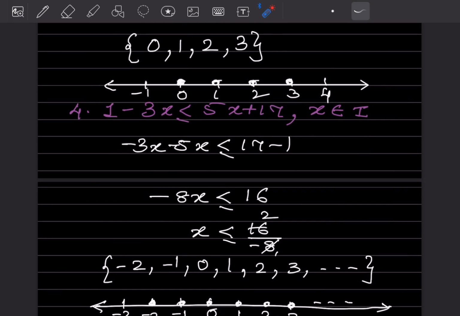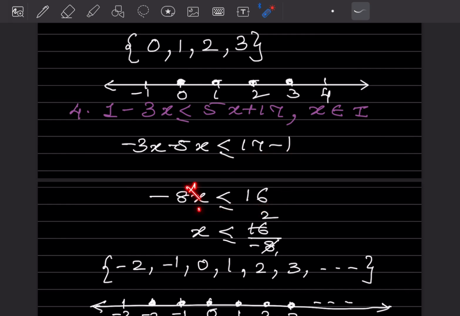So here now, these are the integers. So let us solve this part. Now let us take the x, 1 minus 3x. This will go on the other side, that is going to be minus 5x. The other side is the same. Plus 1 will go on the other side, that is going to be minus 1. So minus 5 minus 3 is going to be minus 8x, and this will be 16.